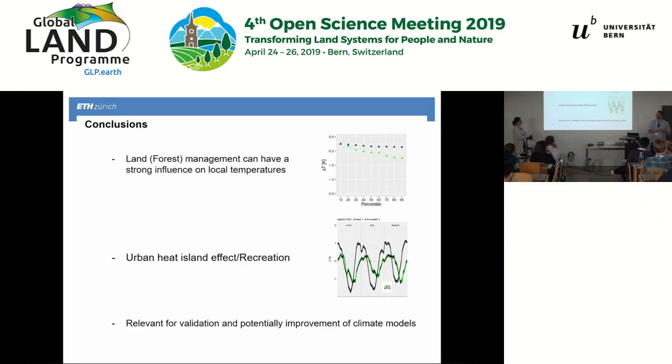I think I have a final question: how local is the local effect? How can I imagine this? From when on do I start noticing this effect and when not? Is it meters, kilometers? Yeah, it's a good question.